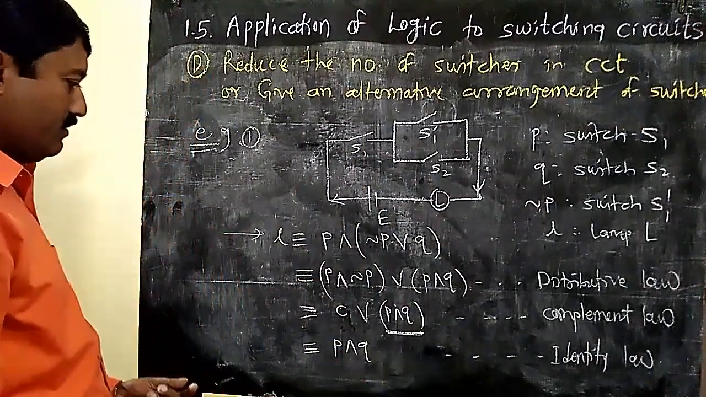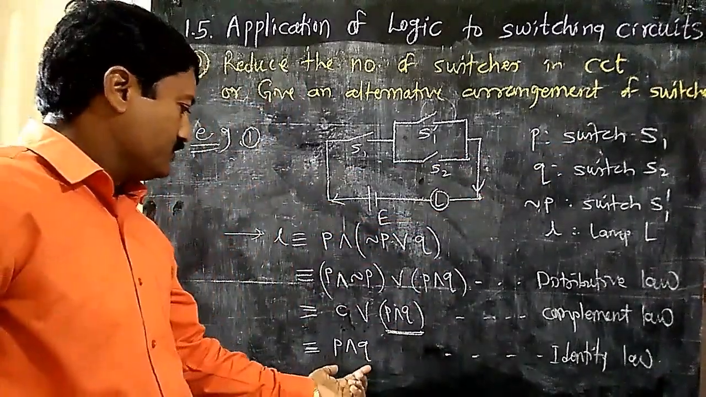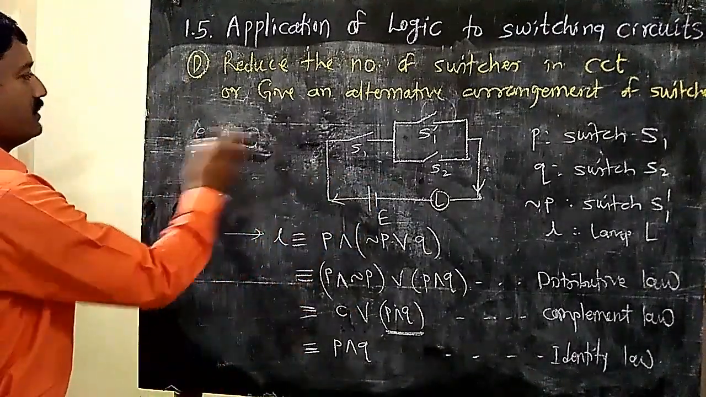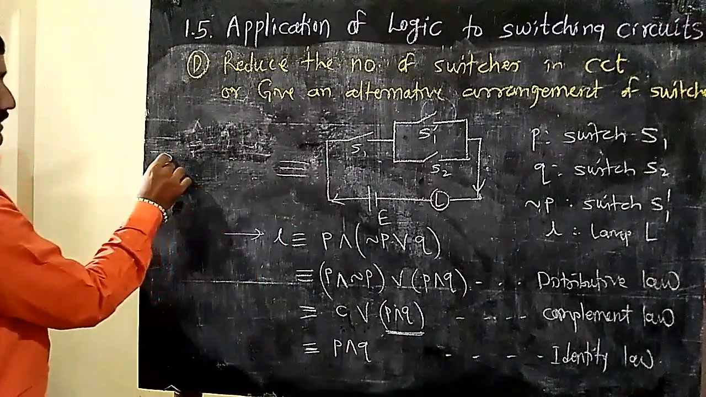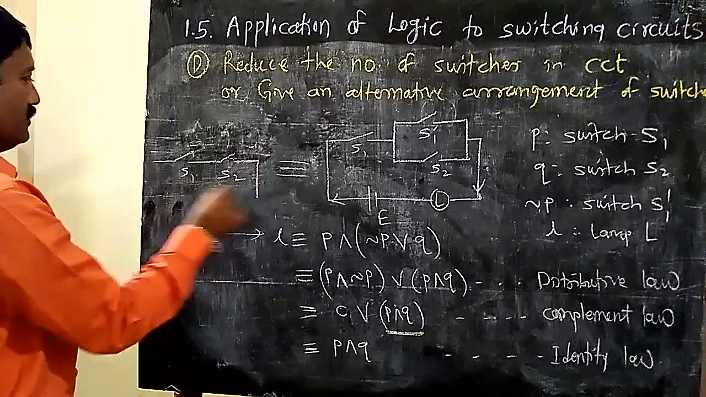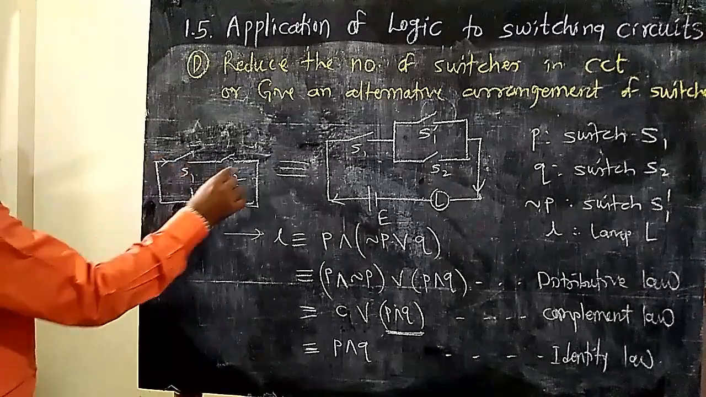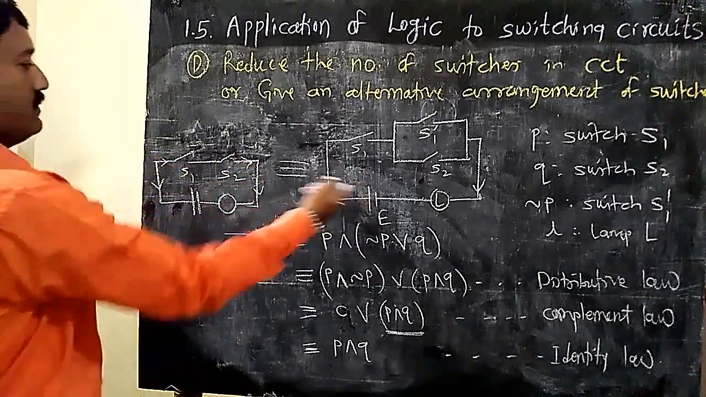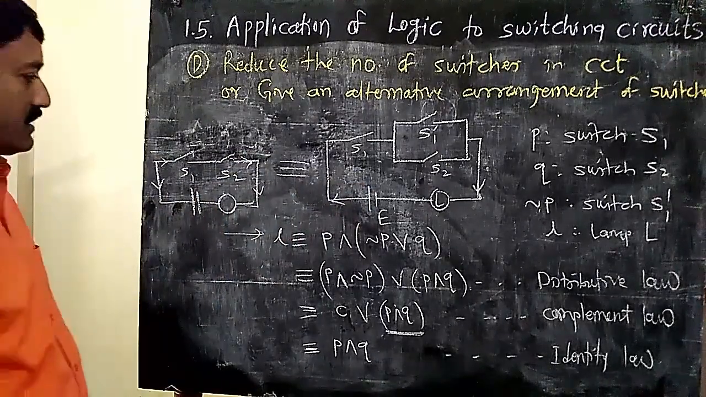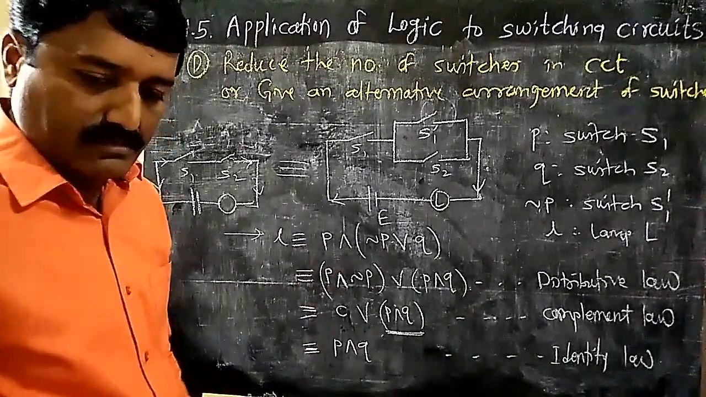It means we have two switches, P for S1 and Q for S2, two switches in series combination. So the equivalent switching circuit for this is S1 and S2. These two switches are in series combination. So this is the alternative arrangement for this switching circuit. This example will be asked for 3 marks. 2 marks will be there for this and 1 mark for the circuit. Let us see one more example.